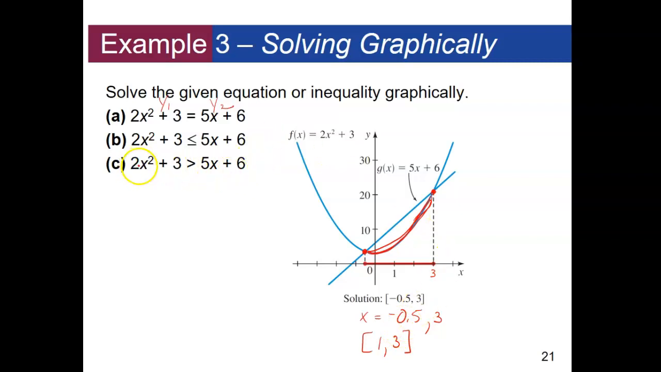And then if I'm looking for where the parabola is greater than the line, that's going to be these parts out here because it's above the line here and it's above the line here. So my solution for part C is going to be from negative infinity to -0.5 and then from 3 to infinity. And I would use parentheses because there's no equals part underneath that.